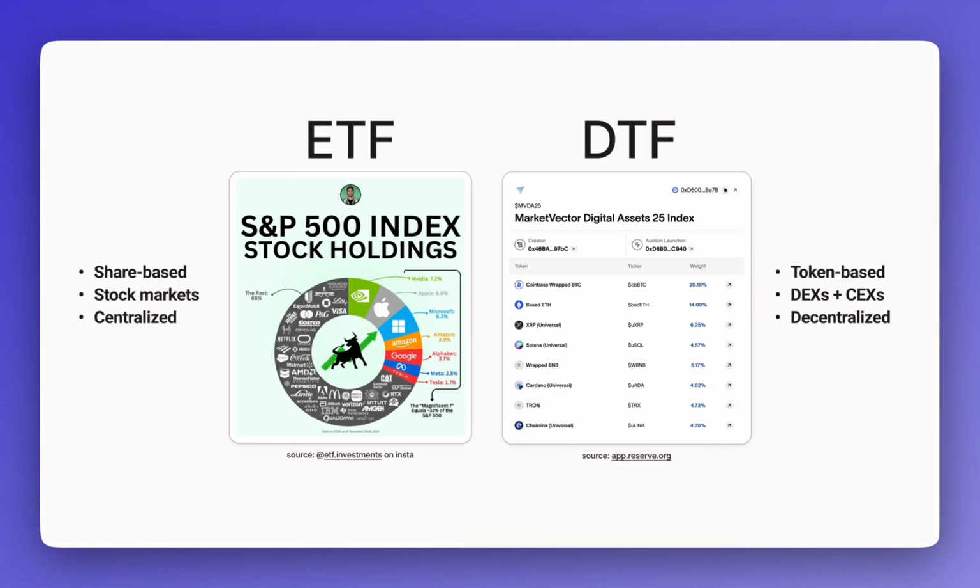A DTF is the crypto equivalent of an ETF. Many people buy the S&P 500, for example, to get exposure to the top 500 companies with a single purchase. A DTF works in the same sort of way. You buy one token, and it gets you exposure to a whole basket of other tokens underneath.